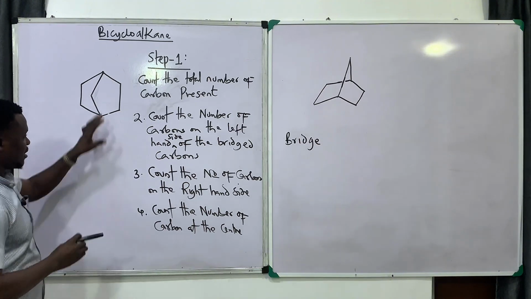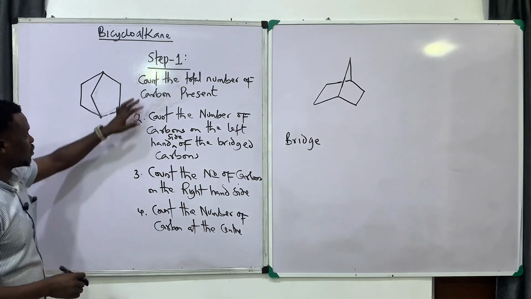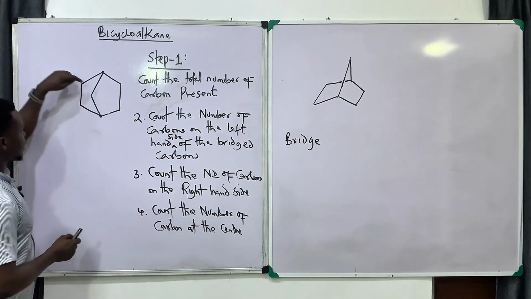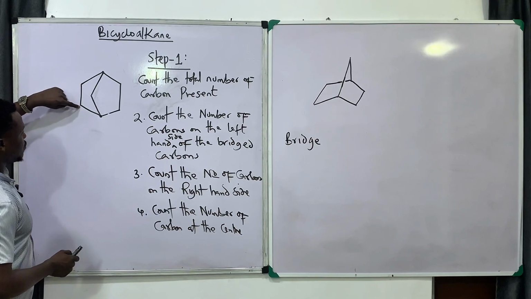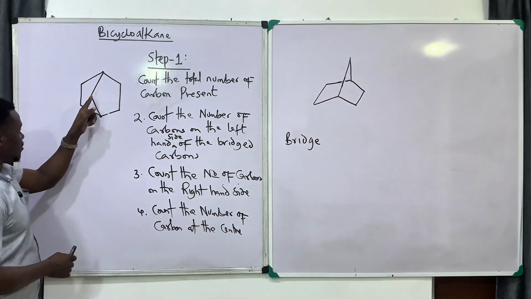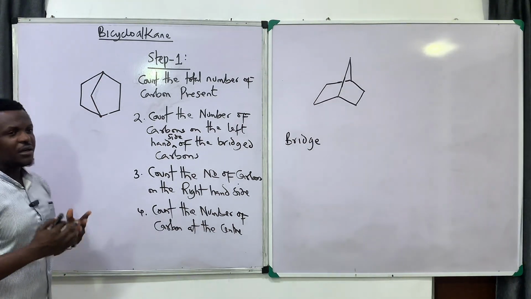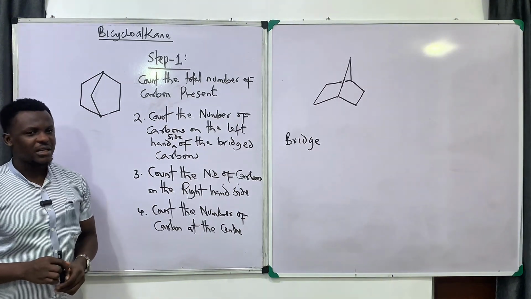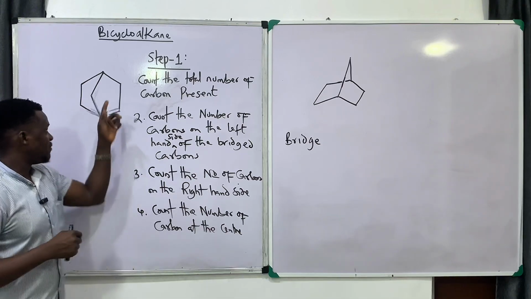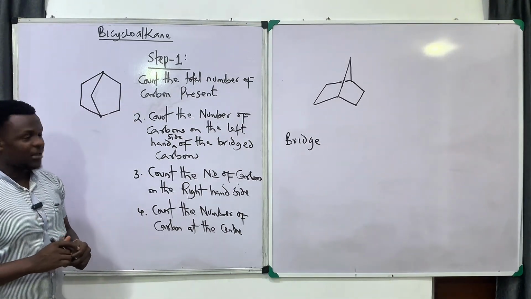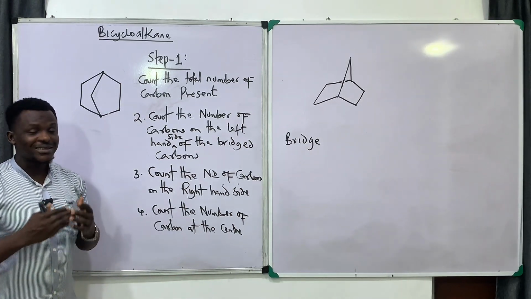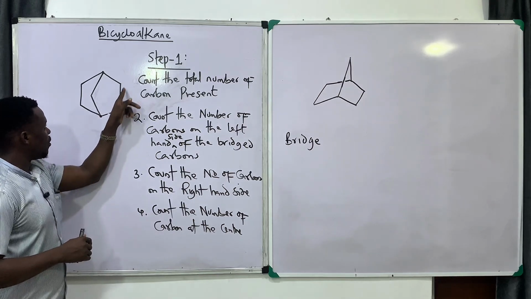So let's use this as an example to name this. The first thing is for us to count the total number of carbons present here. So if you would join me, let's count. Let's start from here. This is carbon 1, carbon 2, carbon 3, carbon 4, 5, 6, right? Now there is a carbon here. Remember, in chemistry, there's what we call line formulas, which is also known as skeletal formula. Anytime you see a compound represented with just lines and vertices, it's a line formula. In line formulas, every vertex or intersection is seen to be a carbon. So these points are all carbons.